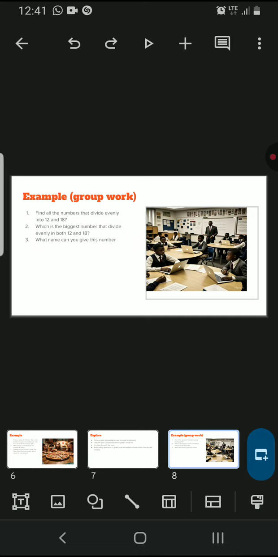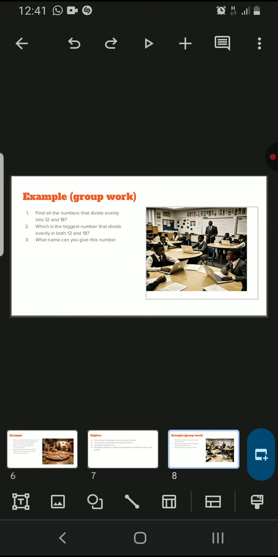First, we ask the learners to find all the numbers which go in 12 and 18. So meaning they are going to find all the factors of 12 and all the factors of 18. Thereafter, we ask them to select the common number which can go in 12 and 18 without leaving a remainder. They give us that number.